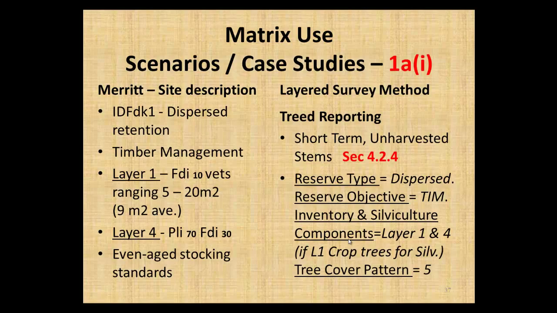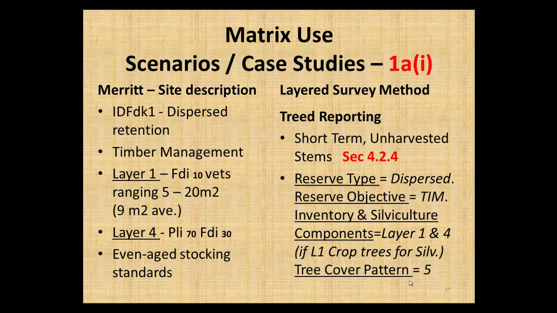We call it short term, so it's unharvested stems that are left. It's section 424. How we would report this would be reserve type dispersed. The timber objective would be TIM. And what we would report in the inventory and silviculture component would be layer 1 and 4. If layer 1 crop trees are in the silviculture label, then they would be reported if you accept them. If they're not, they wouldn't be in the silviculture label, but you do have to report layer 1 here, as I said earlier, because you've got greater than 5 square meters over here.